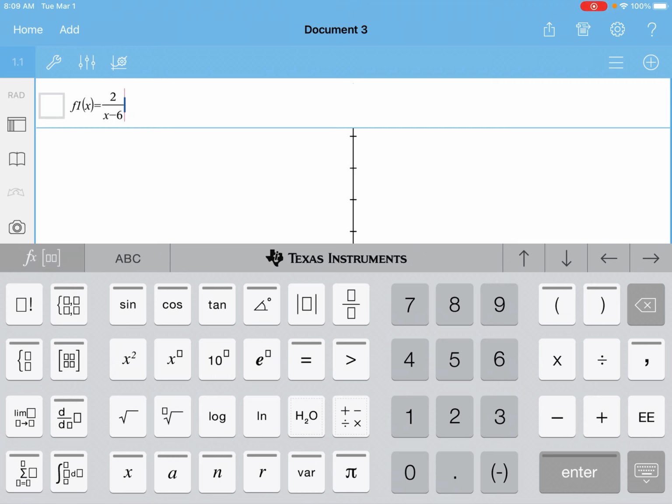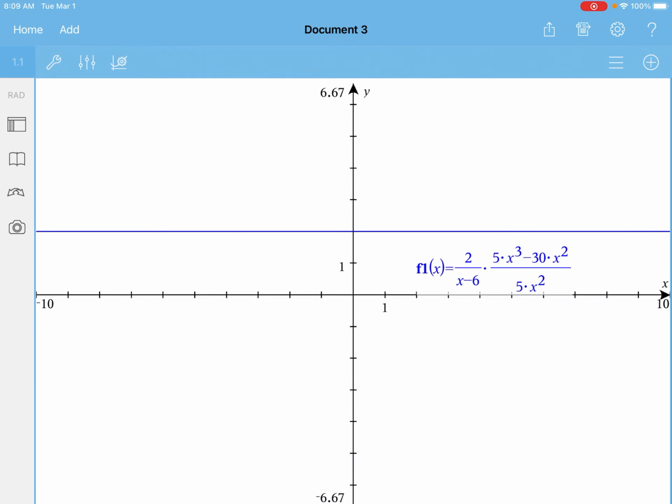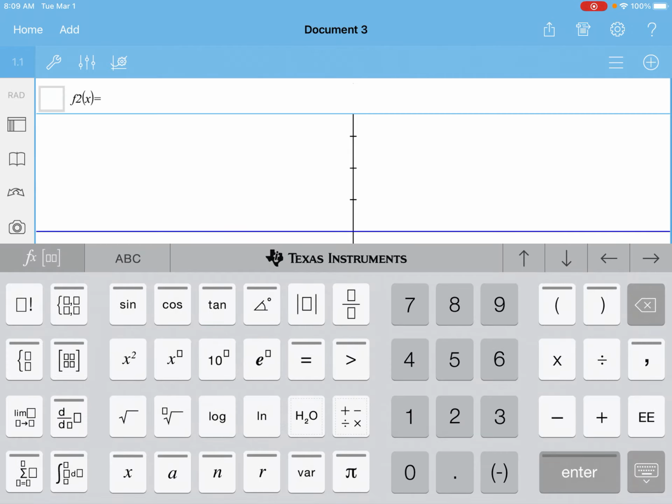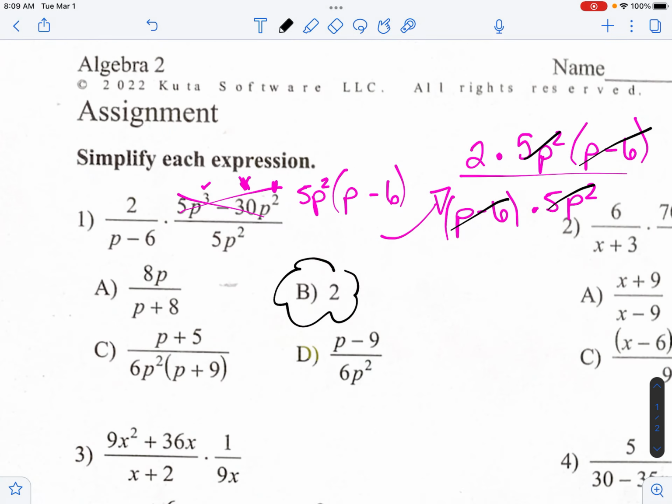We're going to go X minus 6 times, create another fraction, 5x to the third minus 30x squared over 5x squared. We're going to graph this. And if you look right here, you already see that it goes through 2 at the y-axis. So that tells me that that is my answer. The answer is 2. Now to confirm that, let's type in an answer of 2. So when I type in 2 here, you'll see that I get the same graph. And when you get the same graph, you have a match. That's the answer.